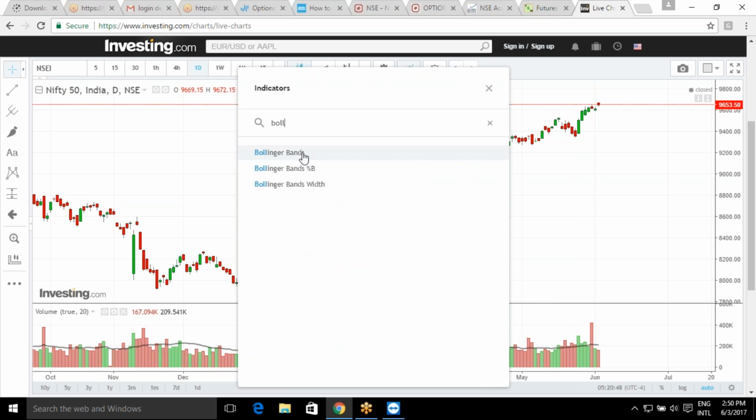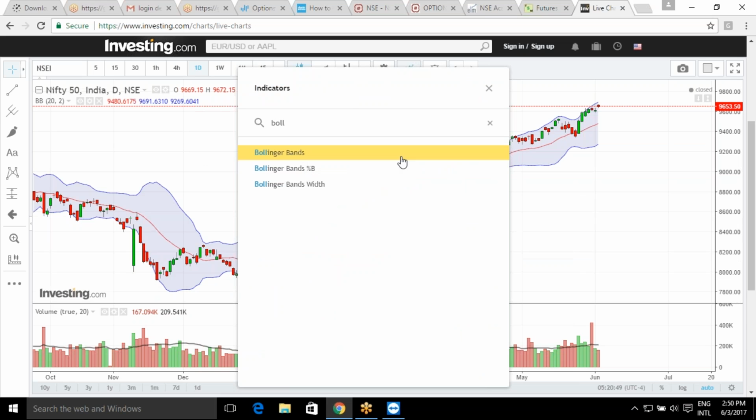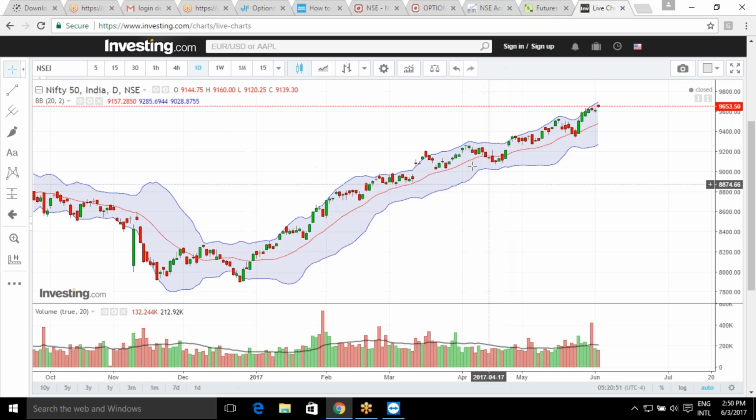I'm adding Bollinger Bands. Here you can see that Bollinger Band is one of the indicators. The middle line is the 20 SMA, and the bands are one standard deviation away on the positive side and one standard deviation away on the negative side. So even though the daily chart is in an up move, you can see the Bollinger Band is flattened. In this condition, you can take a short position with a strict stop loss.